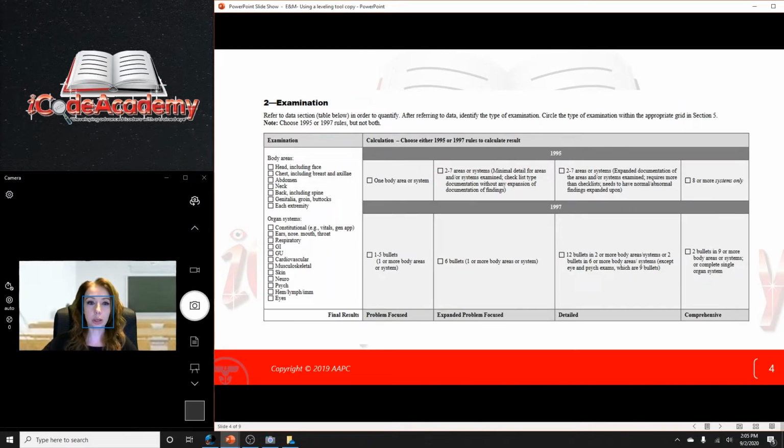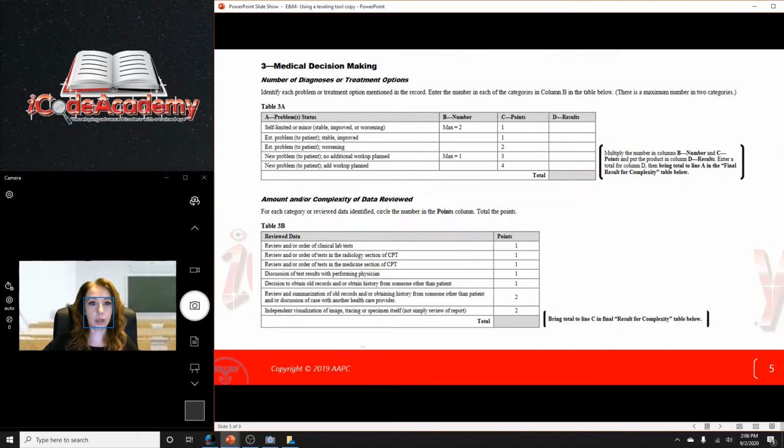The second page is going to be for our examination. Here it reflects not only body areas, but organ systems. And we do have the 4 examination levels reflected at the bottom. So our problem focused, expanded problem focused, detailed, and comprehensive. And it gives details for those various 4 levels depending on the 1995 or the 1997 guidelines that you are going to be utilizing. All right, so here we got 95, 97, and then again the 4 various levels.